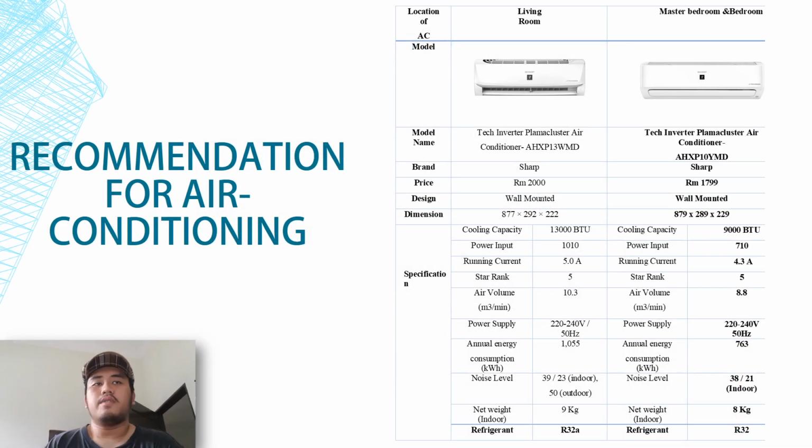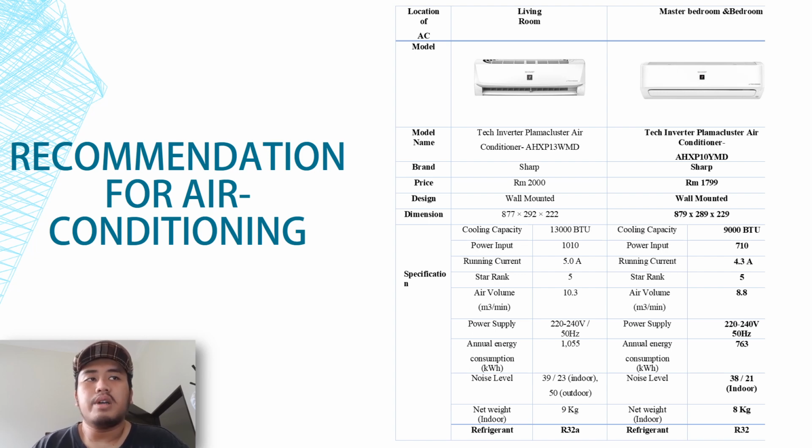So for the recommendation for air conditioning for the living room and master bedroom, we choose the model from Sharp with the name Tech Inventor Plasma Cluster Air Conditioner. The code is AHXP13WMD. The price is around RM2000 and the design is wall mounted. It comes with a cooling capacity of 13,000 BTU, and this is the most compatible air conditioning for our living room and master bedroom.